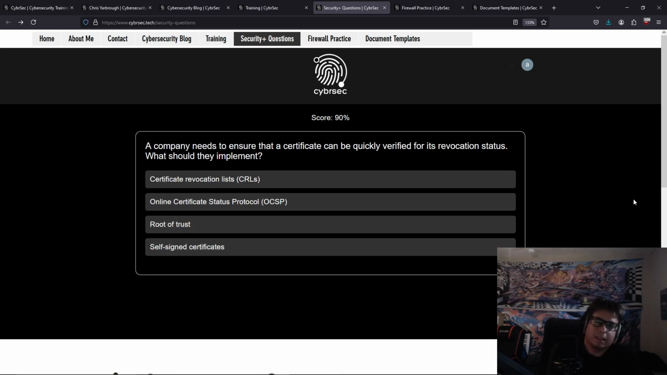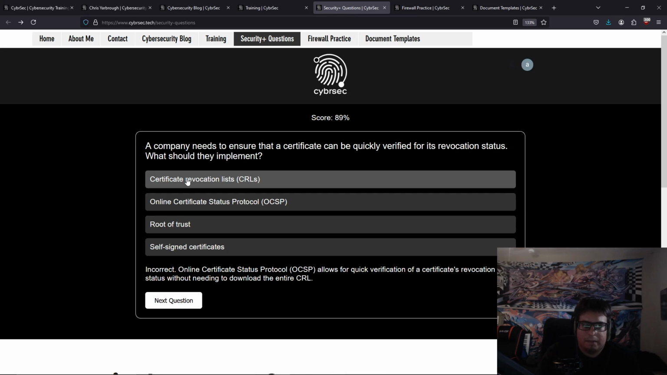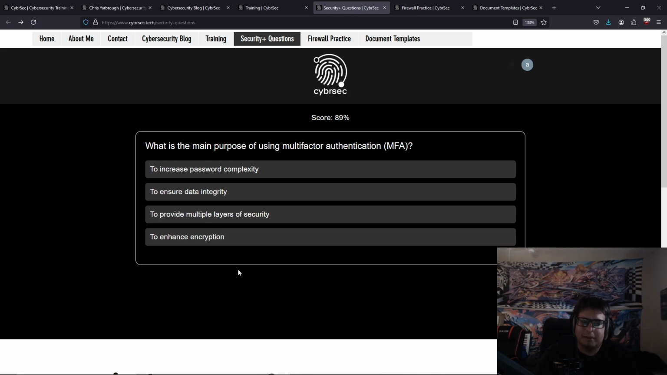A company needs to ensure that a certificate can be quickly verified for its revocation status. What should they implement? Online certificate status protocol, right? Or no, the revocation, so CRL, right? It's one of these two. Bam. No, it is this one. Instinct, Alex. Go with your instincts.